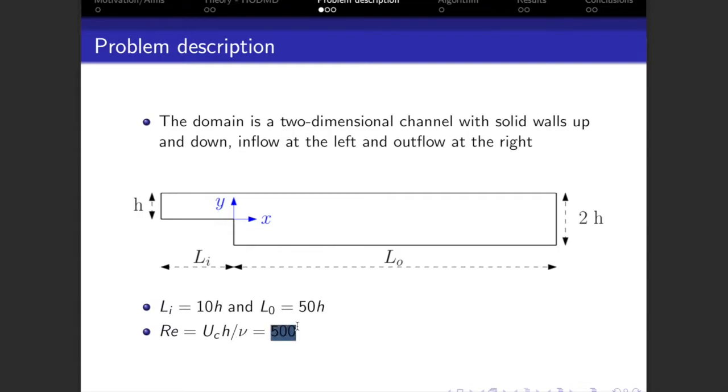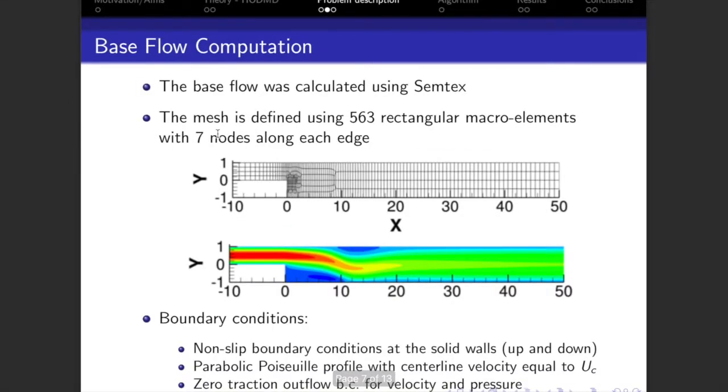For Reynolds number equal to 500, the flow is moderately stable but unstable by transient growth. The base flow was calculated using Semtex, which is a numerical solver that solves the incompressible Navier-Stokes equations using high-order finite element methods. The mesh is defined using 563 rectangular macro elements with 7 nodes along each edge. These nodes are placed at the set of Legendre polynomials defined in the canonical square that is mapped to each macro element. No-slip boundary conditions are considered at the solid walls up and down, a parabolic Poiseuille profile with a central line velocity equal to U_c at the inlet, and zero traction outflow boundary condition for velocity and pressure at the outlet.